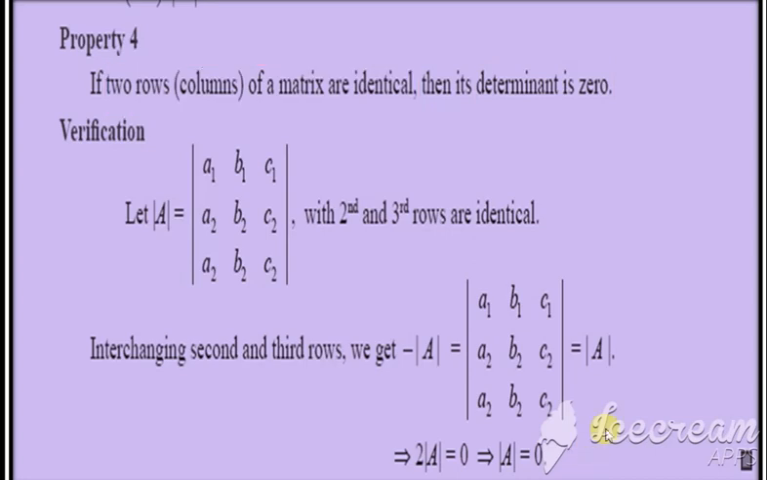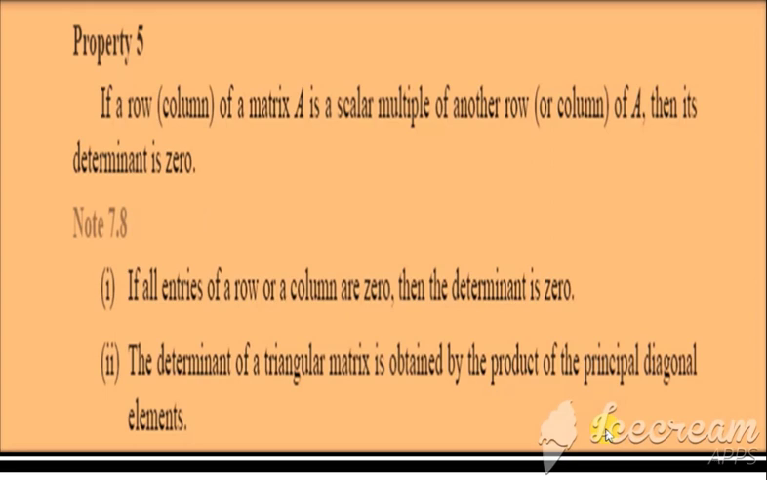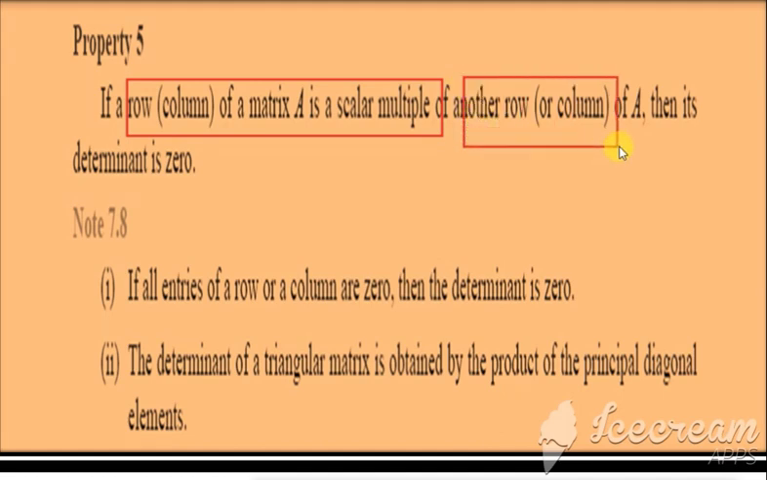The next property we have: if a row or column of a matrix is a scalar multiple of another row or column of A, then its determinant is 0. That is property number 5. If any row or column of a matrix is a scalar multiple of another row or column, then the determinant value is also 0. So here note, if all entries in a row or column are 0, then the determinant value is equal to 0.